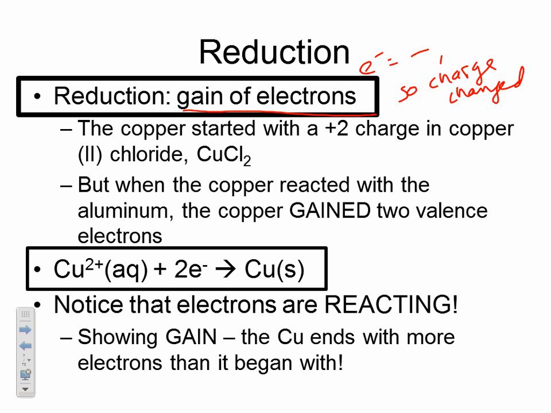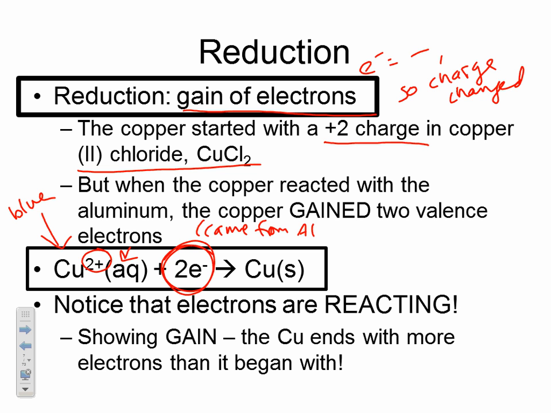So the copper started with a +2 charge when it was in the copper 2 chloride solution. So this is how we started, right? And notice we have this +2 charge. This aqueous stuff is the blue that you saw in solution. It was due to that copper +2. But when the copper reacted with the aluminum, these electrons right here that actually came from the aluminum got added onto the copper +2 ion, and the copper gained 2 electrons and turned into copper solid. Copper solid is that red-brown, aka the copper color, stuff that you saw in the beaker.